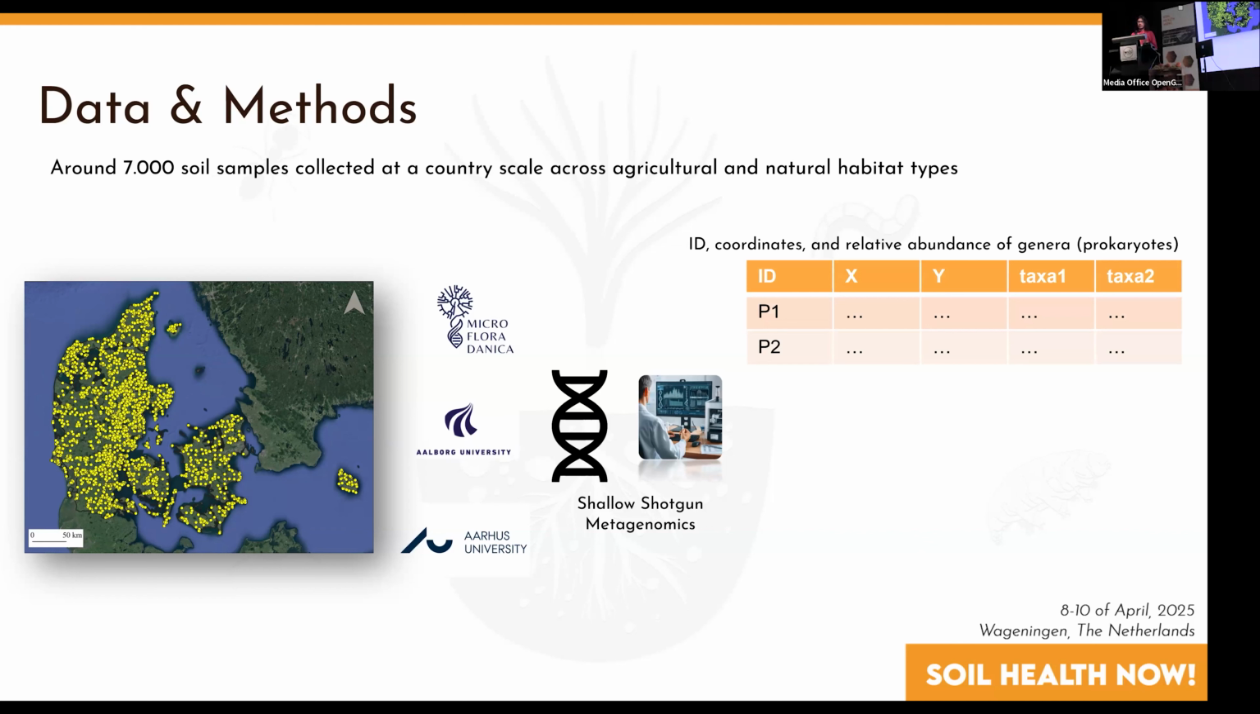So that's just an example. That's what we got from them. It's a very, very huge table where we have all of our points, coordinates, and we also have the relative abundance of different taxa. In this case, it's the relative abundance of genera of prokaryotes. So now we need to figure out how to translate this table into meaningful maps, or meaningful spatially explicit information, to understand soil health.